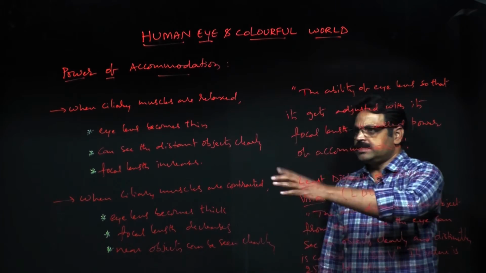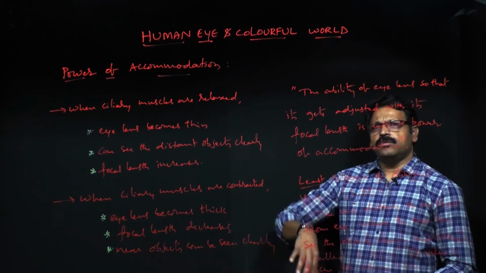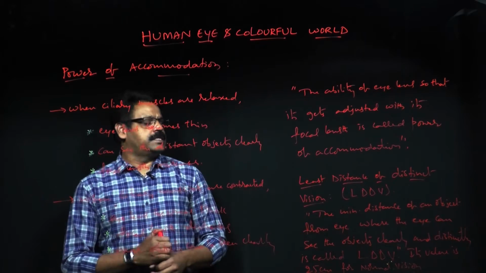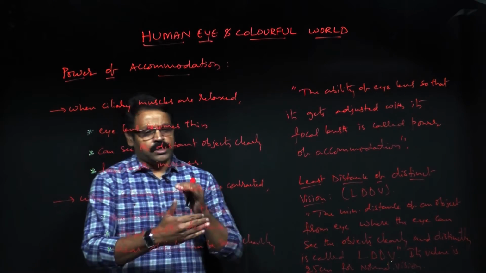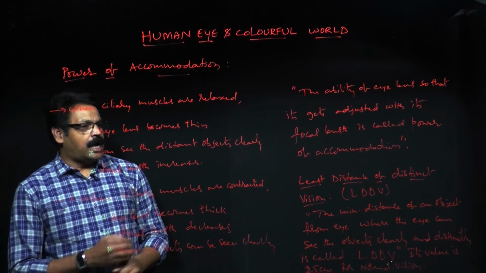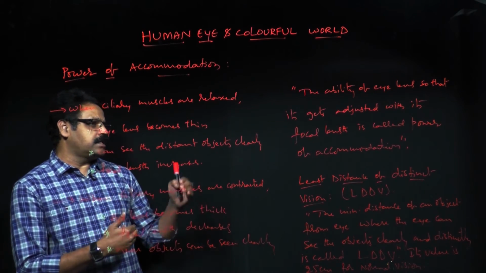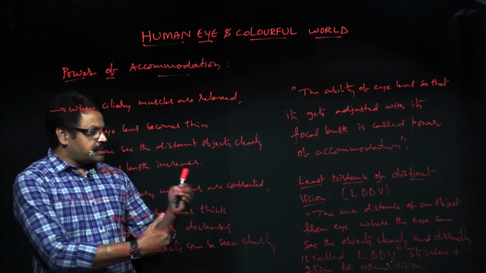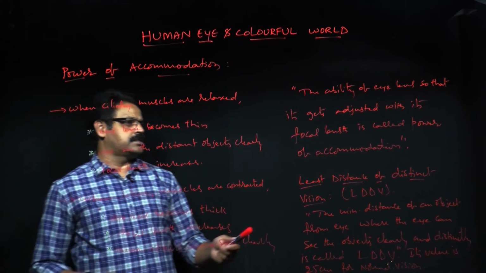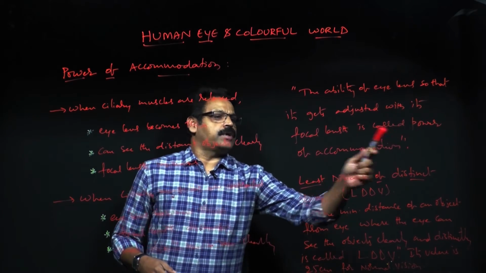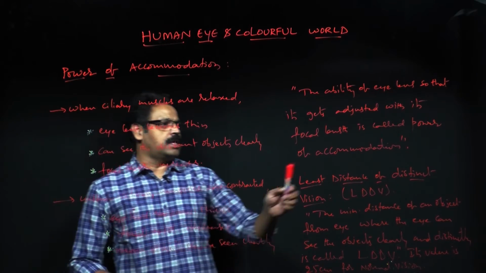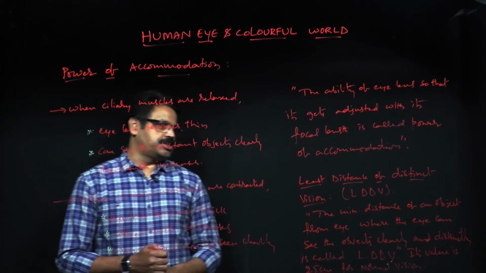with the help of the eye lens modification. Now the ability of this eye lens to get adjusted with its focal length, that means to look at a distant object the focal length has to be increased, and to look at nearby objects the focal length has to be decreased. Such ability of adjusting itself depending upon where the eye has to be focused is the power of accommodation. That ability of the eye lens to get adjusted is called the power of accommodation.